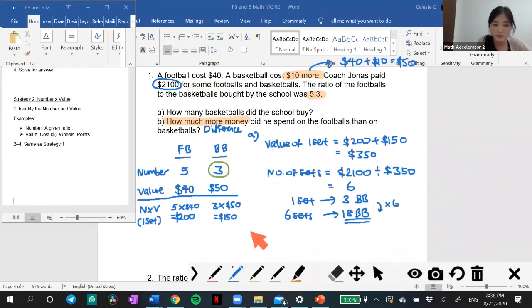So for part B, okay, difference in one set. How much more did he spend on the footballs than basketball in one set? So look at your table here. One set you have $200 for the football, basketball 150. So the difference, subtract, $50.